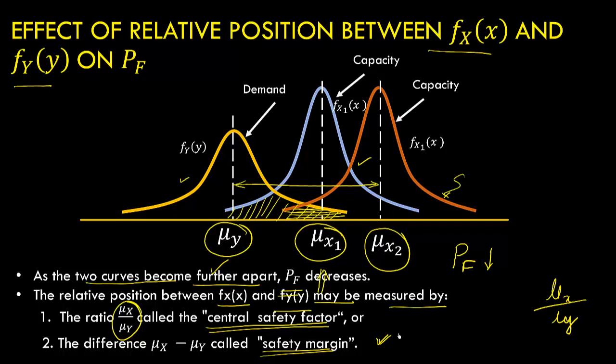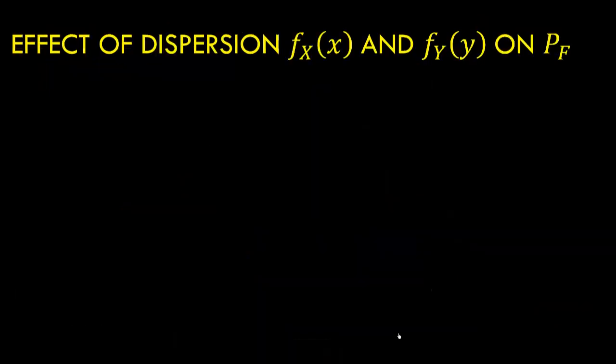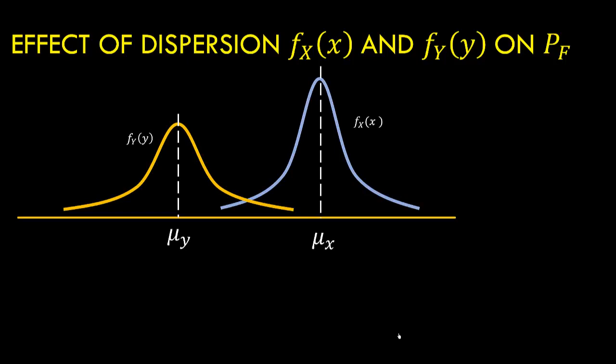So we can say that probability of failure depends upon the relative position of demand and capacity curve. The probability of failure also depends upon the dispersion of curve, that is how these curves are flat or spiky in nature. So what is the effect of dispersion of fx and fy on probability of failure? This is illustrated in this figure.